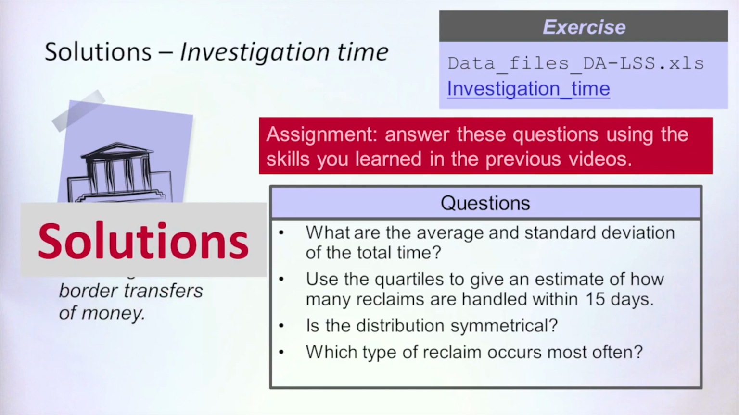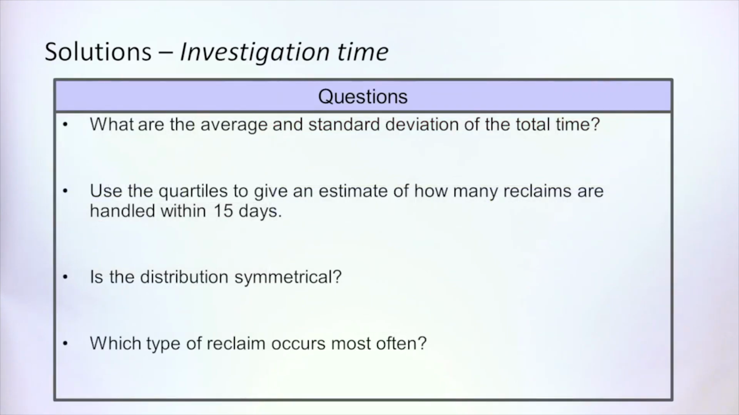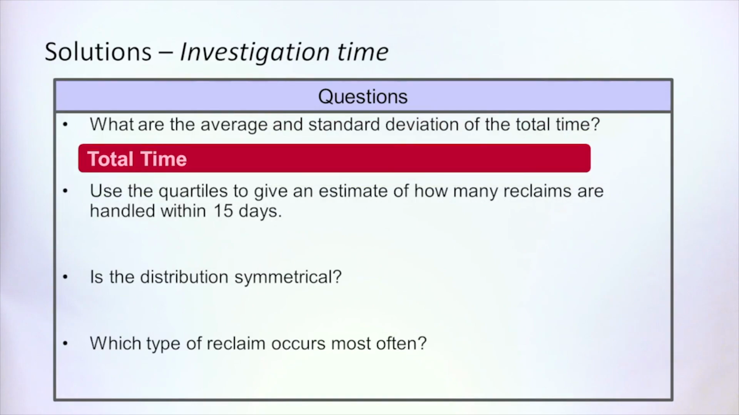Are you ready for the solutions? First, let's decide which variables to use and what type they are, and then which method we should use. Let's take a closer look at the questions. To answer the first question, we need to look at the variable total time, which is numerical. We therefore have to find the descriptive statistics.